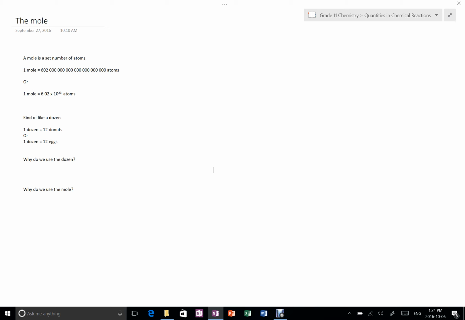To simplify it, we can compare it to something that we're a little bit more used to that is simple. A set number of things that we're used to using is the dozen. We might say 1 dozen donuts or 1 dozen eggs, and what we know that means is 1 dozen means 12. Well, the mole is the exact same thing, except it represents a much larger number than 12.